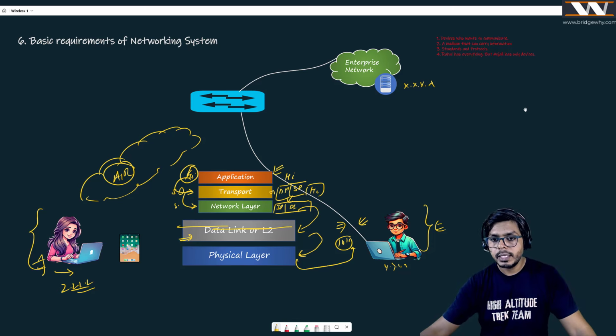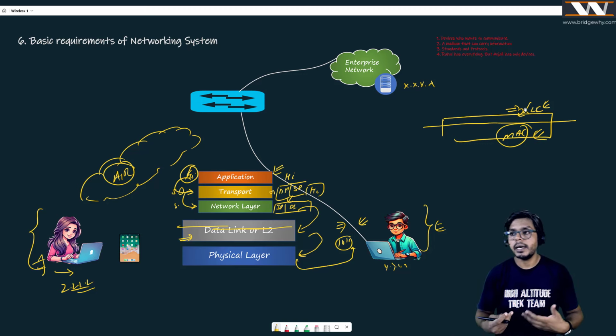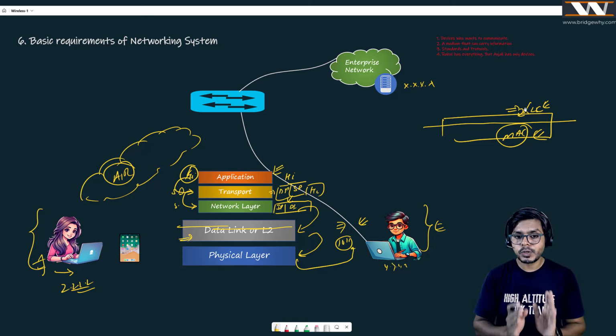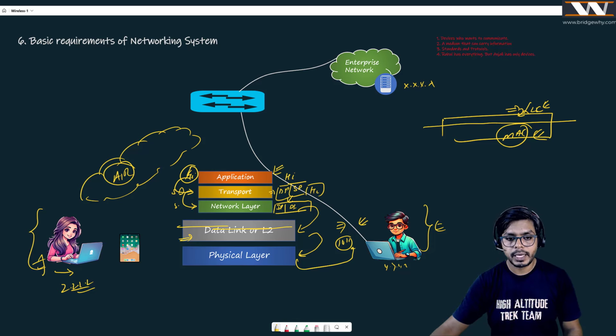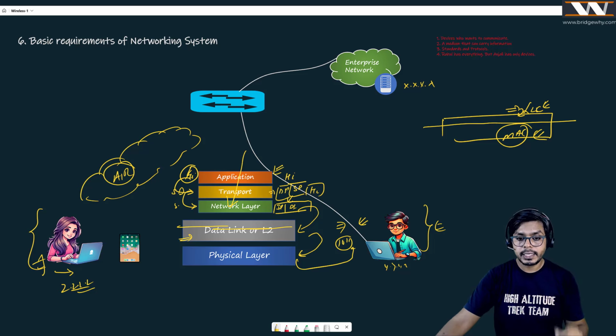Believe me, this data link layer is divided into two parts. One is LLC, the upper part, which is the logical link control. And the lower portion is your MAC. What is the meaning of MAC? MAC is media access control, right? And believe me, in wireless communication, the three layers are going to behave the same, right? Application, transport, network layer, they are going to be the same. In fact, at the data link layer, if I divide it into two parts, the upper layer, which is the LLC layer, is also going to be the same in wireless network.